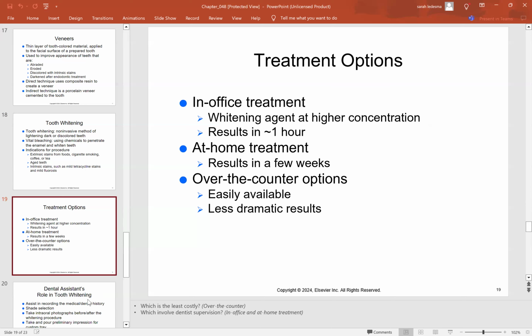There are some at-home treatments available over the counter or in office, and with these, we see a slower result, but they are of lower concentration, and our patients can use them a little bit more often. With our over-the-counter options, these are available easily. You don't get as great results, but again, with the lower concentration, our patients can use these as often as they'd like. With the whitening options, though, we want to be sure that we are informing our patients of sensitivity that can occur, and just preparing them for that.